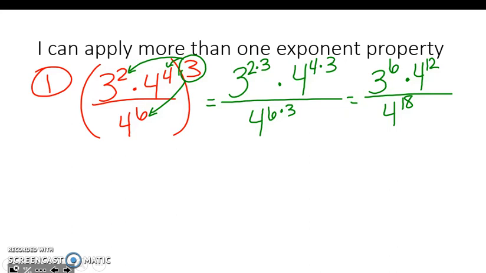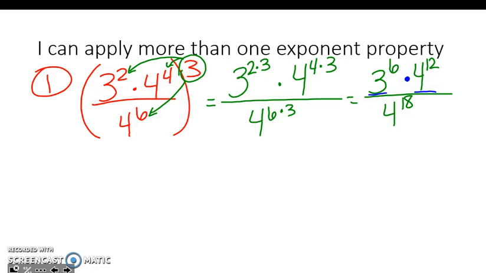The next rule that we go to is the product rule. Well, the product rule says that anything with the same base that's being multiplied. Well, the only multiplication in this problem is right here, and that has a base of 3 and a base of 4. So those don't have the same bases, so I'm not going to be able to combine them. So the product rule is not in this problem. So let's move to the quotient rule.